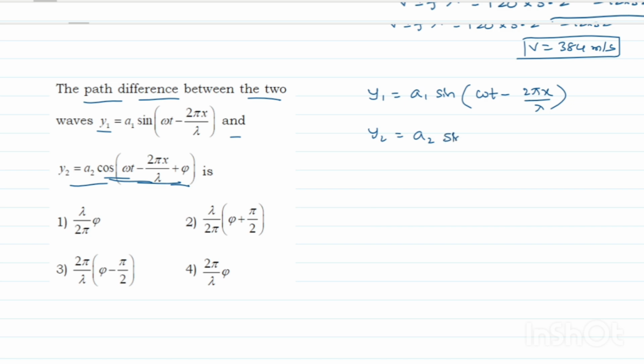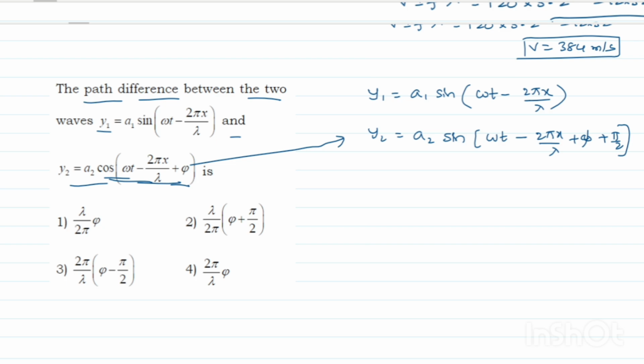So I am rewriting this equation as y2 equals a2 into sine (omega t minus 2 pi x by lambda plus pi by 2), using sine (90 plus theta). Sine 90 can be written as pi by 2. So 90 plus theta gives cos theta.